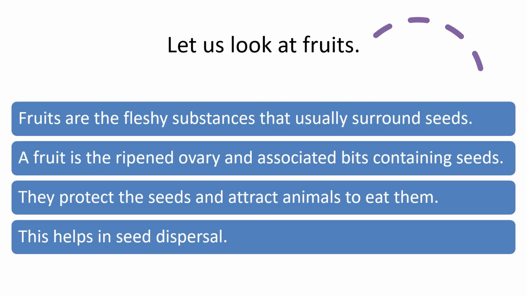Let us look at fruits. Fruits are the fleshy substances that usually surround seeds. A fruit is a ripened ovary and associated bits containing seeds. They protect the seeds and attract animals to eat them. This helps in seed dispersal.